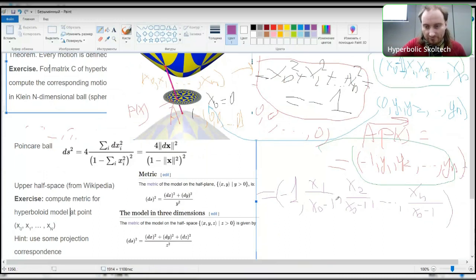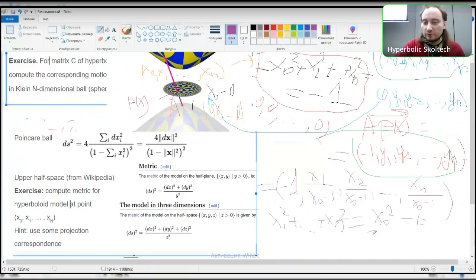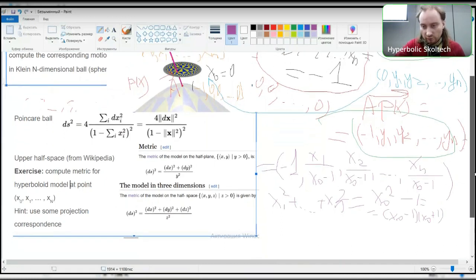So you have x1 squared plus etc. plus xn squared equals x0 squared minus 1, yeah? And probably you know some formula: this is x0 minus 1 multiplied by x0 plus 1. So x0 minus 1 is just x1 squared plus etc. plus xn squared, divided by x0 plus 1.